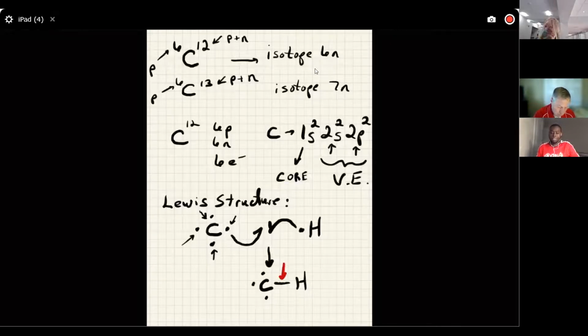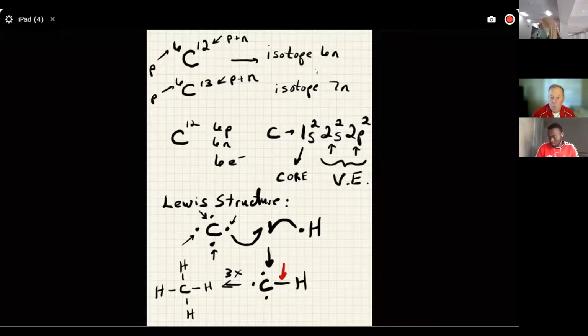So let me go back to black ink and do it 3 more times. So then I have carbon, hydrogen, hydrogen, hydrogen, hydrogen. You just drew your first organic molecule. Hopefully everybody can see that.